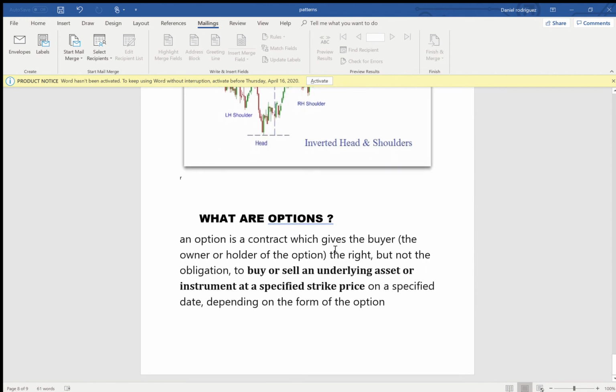So what are options? An option is a contract which gives the buyer, the owner, or the holder of the option the right but not the obligation to buy or sell an underlying asset or instrument at a specific strike price or specific date, depending on the form of the option. I just wanted to make sure that you guys understand a little bit about this.